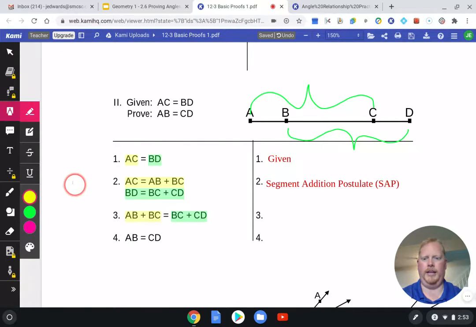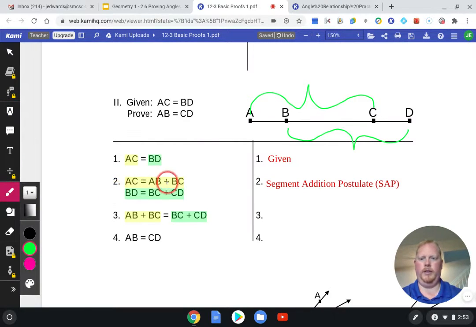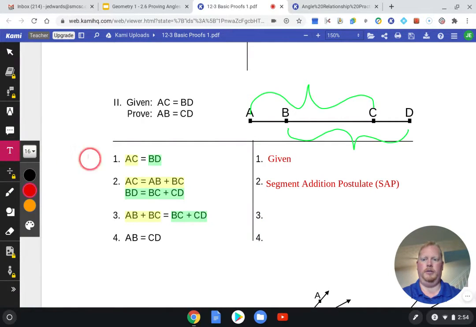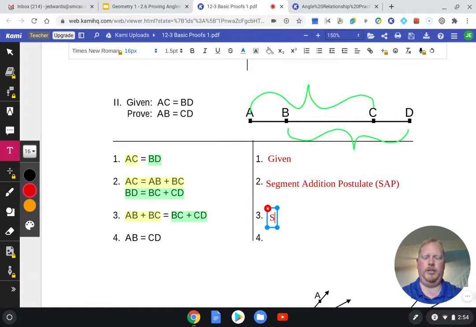Hopefully highlighting it makes it easy to see that they took the AB plus BC and plugged it in there. Took the BC plus CD, plugged it in there, and came up with a new equation. So when you take something that's just as good as another thing and plug it into an equation, that's what we call substitution. So that's my reasoning for this one: the substitution property.